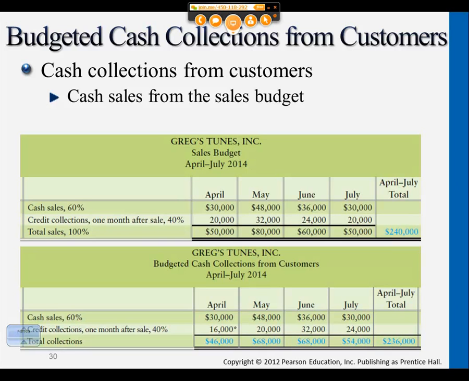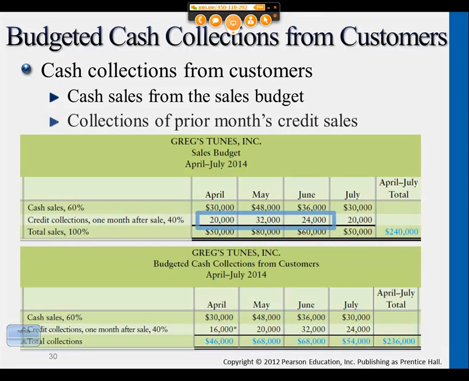Okay. So look at this. We have cash sales for 60% as a budgeted cash collection, right? And then we have credit collections 1 month after sale at 40%. Okay? So the components of our budgeted cash collection from customers is a cash collection at cash sales at some percent, and then we have credit collections for the remainder. Okay? And we've done this.